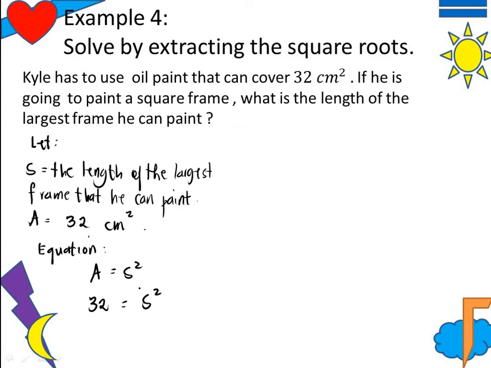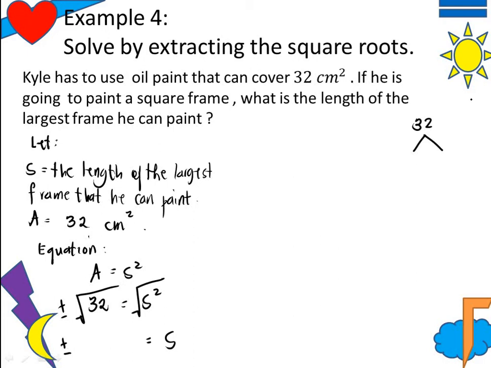Apply the square root property to find the length of the largest frame that he can paint. Apply the square root property on both sides of the equation. So we have here S is equal to positive, negative. Take note that 32 is not a perfect square, so we need to do prime factorization. So, kailangan mo ng dalawang factor. Yung isang factor is the greatest perfect square that can divide 32 and a non-perfect square.